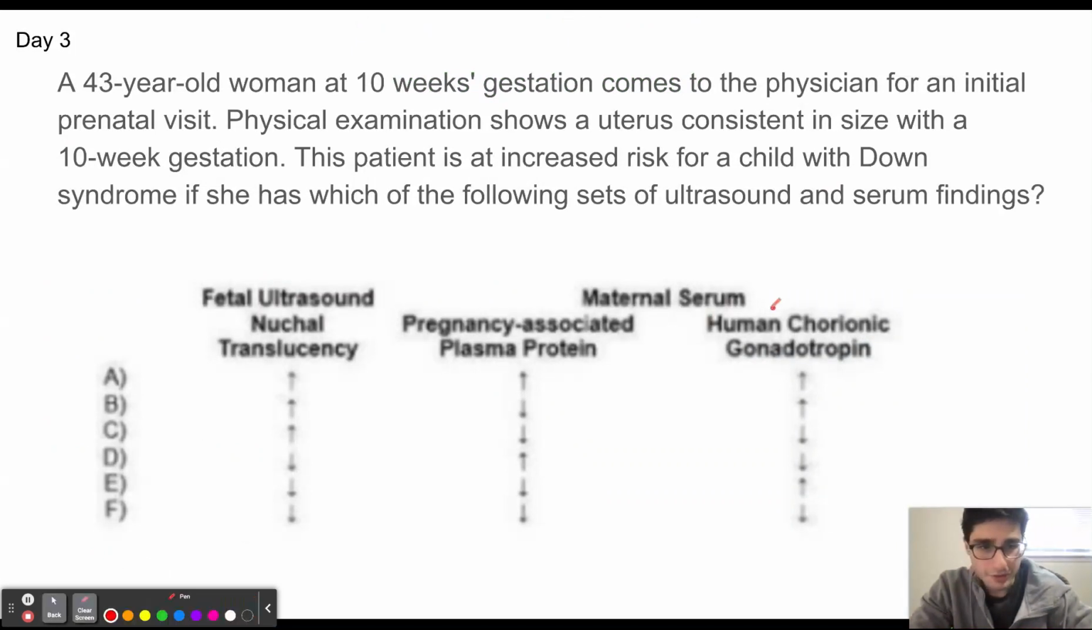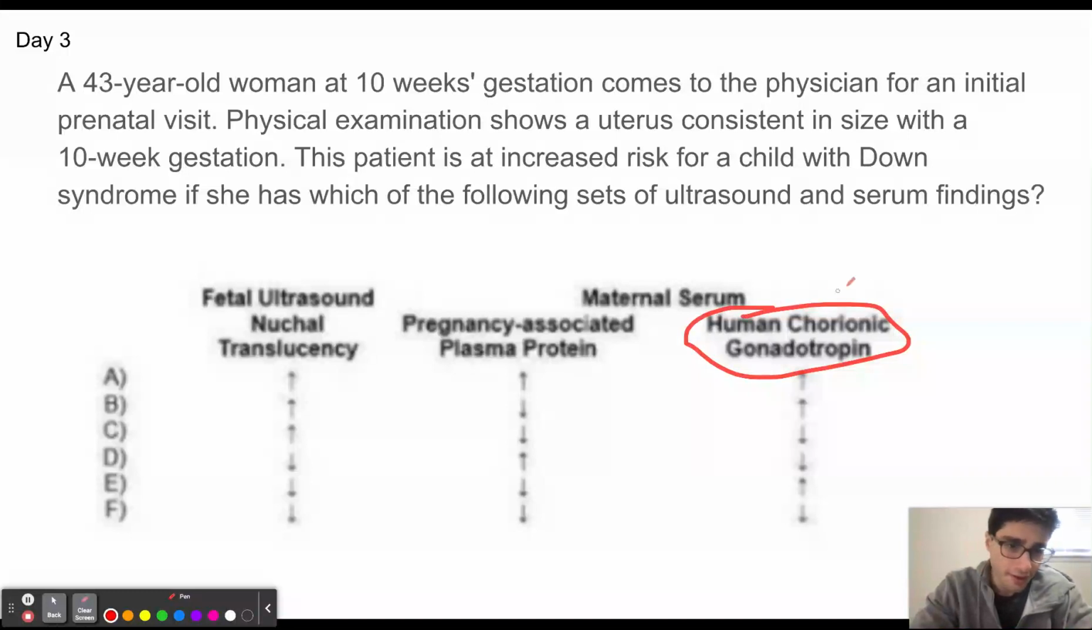Now let's move on to human chorionic gonadotropin. Now, if you remember the mnemonic, BI is high with Down syndrome. B refers to beta HCG, I refers to inhibin A. So beta HCG and inhibin A are going to be elevated with Down syndrome. So our answer choice is ultimately going to be A as a result.